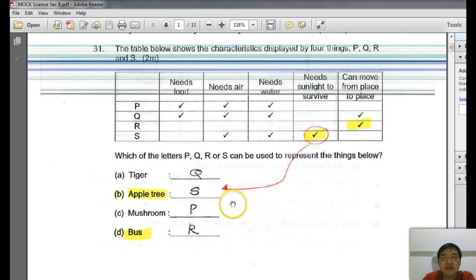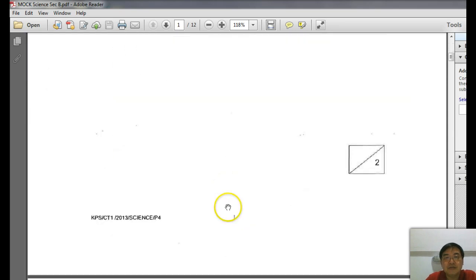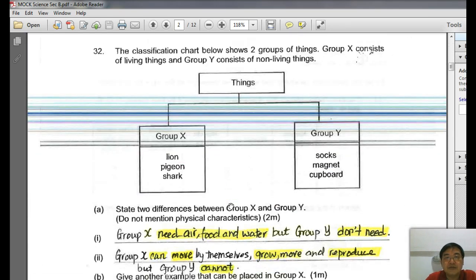And for this one, it needs sunlight to survive. Straight away you know that it's a plant. Okay, it needs air, water, and sunlight to make food, and this is the apple tree, and the others are Q, S, P and R. Okay, let's just carry on. Sorry about this line over here, the scanner has been very bad.